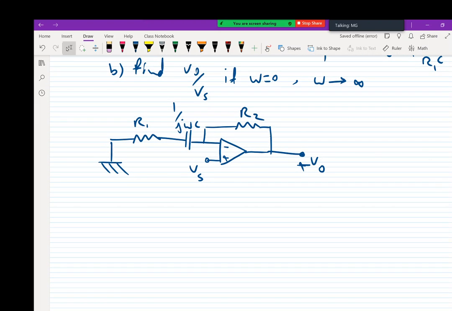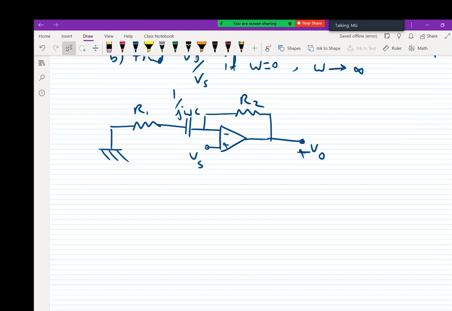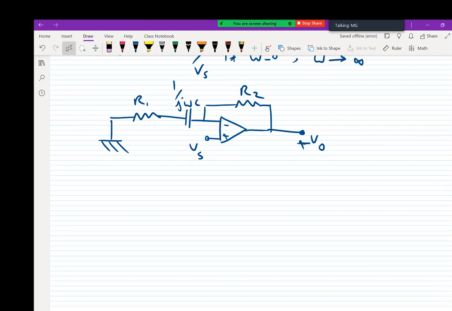Okay, in order to solve this circuit, it has an op-amp, so we need to solve it with the rules which apply to an op-amp: the current is zero for the inverting and non-inverting inputs, and the voltages are the same. So the voltage at VP is equal to VS, so VN also is equal to VS. Okay, so this is the first part.